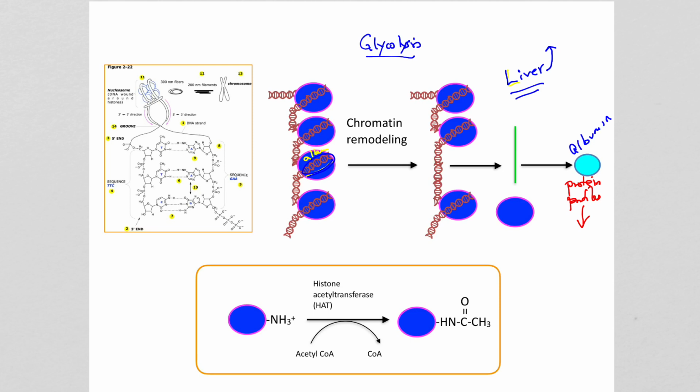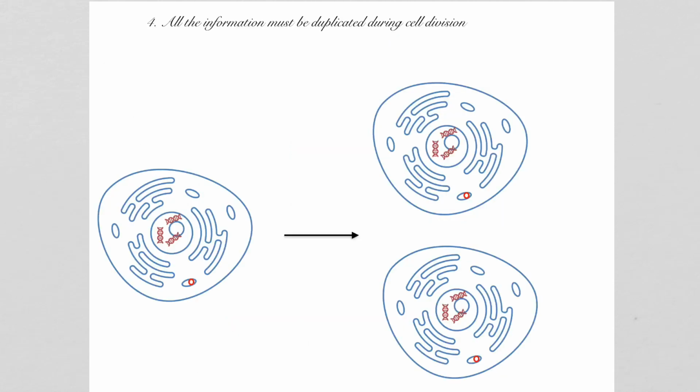Another very important thing that DNA should do is that all the information in the DNA, the 46 chromosomes, must be copied exactly during cell division. So when a cell divides, all this information must be copied so that the new cells also have the same DNA information.